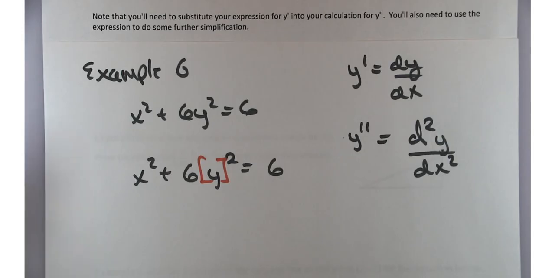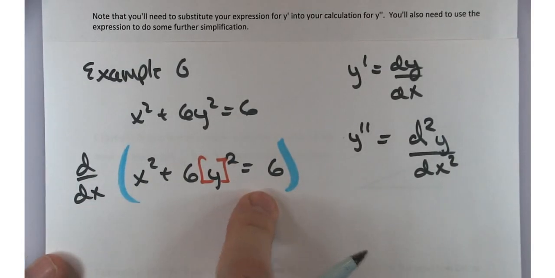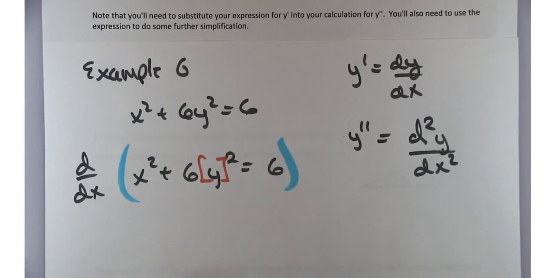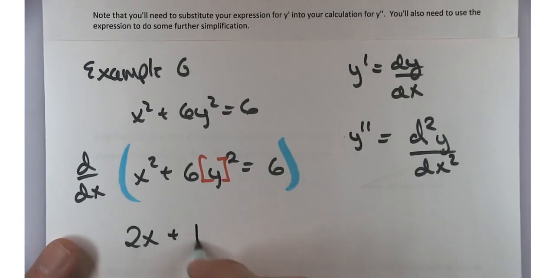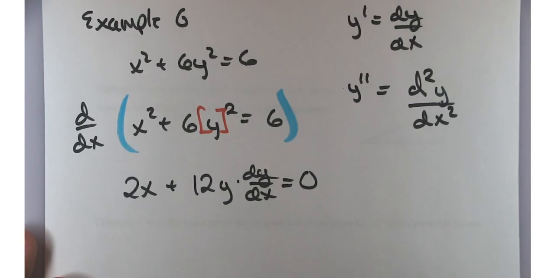Okay, so let's apply the differential operator, that is d by dx. We're going to take the derivative of that. The first part should be pretty easy, right? That's just a 2x. How about the second term? What am I going to get there? Yeah, there you go. 12y times dy by dx equals 0. So we'll solve for dy by dx.